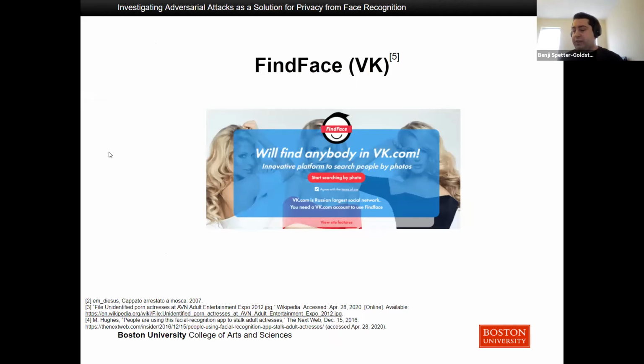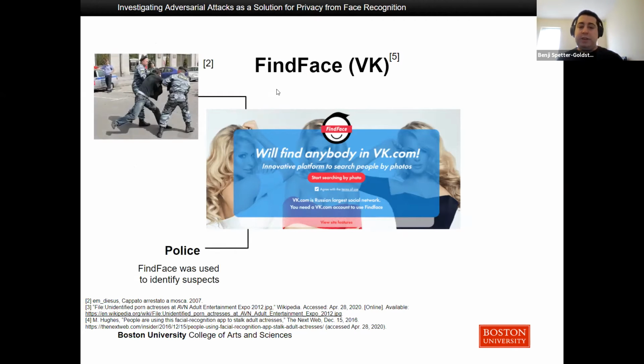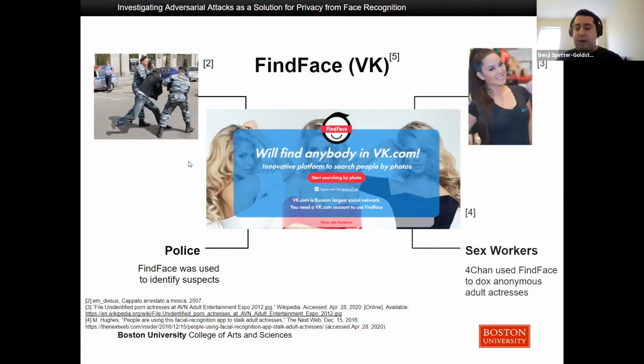Now, the issue with this is that it can be very easily abused in various aspects of society. One of the most prominent examples of the way it's been abused is this program called FindFace, which was designed for the Russian social media site VK, which is basically like the Russian Facebook. It was used by police to identify suspects, and unfortunately in Russia, sometimes that can also mean political dissidents. And it was also used by people on the internet, like 4chan, to anonymously find and dox sex workers. For people who don't know what dox means, that essentially means to anonymously leak their private information, such as their address or phone number.